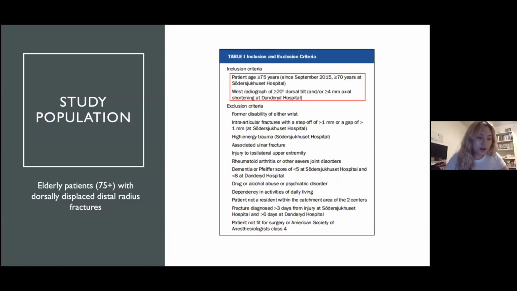Really quickly, the study population was patients who were 75 years or older, but they reduced that recruitment age to 70 to boost their recruitment numbers, which is a point of weakness that I'll touch on a little bit later. And they also look for wrist radiograph of greater than 20 degrees of dorsal tilt, so dorsally displaced. Another consideration is that elderly patients nowadays are living longer and leading a more active lifestyle.